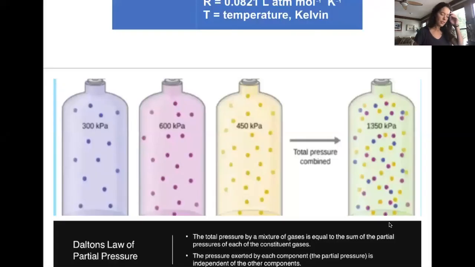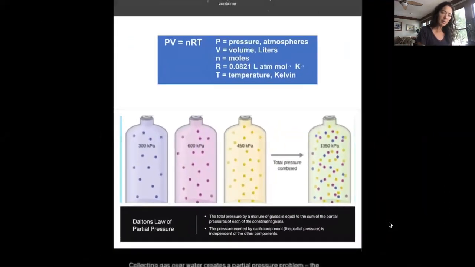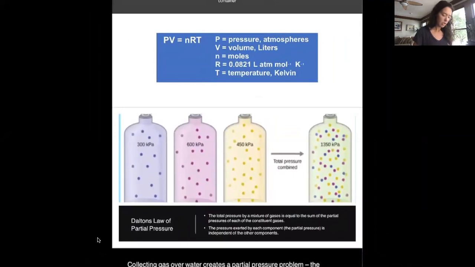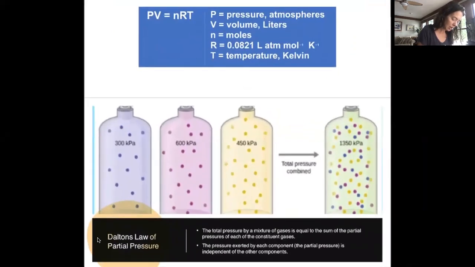Okay, so the first thing I have pulled up here is part of your PowerPoint. And this is Dalton's law of partial pressure, as you see down here on the bottom. And all this is stating is that when we take a gas with this pressure and another gas with this pressure and another gas with this pressure, and we mix those gases, we have a pressure that is equal to all of these individual pressures added up together. Notice the volume didn't change, okay?